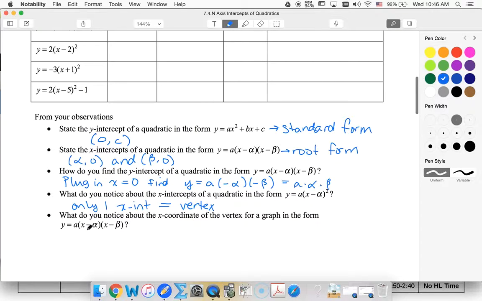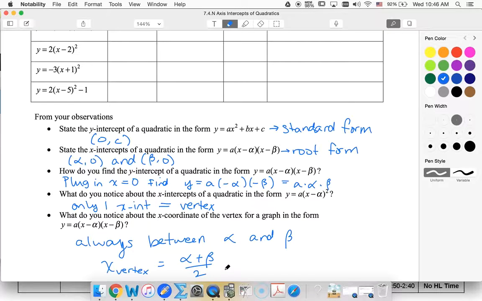Back in root form, the x-coordinate of the vertex is always between alpha and beta. So the x-coordinate of the vertex is (alpha plus beta) divided by 2. It's the midpoint of alpha and beta.